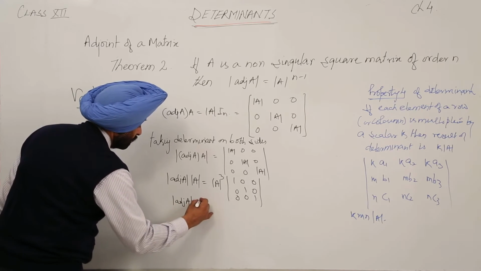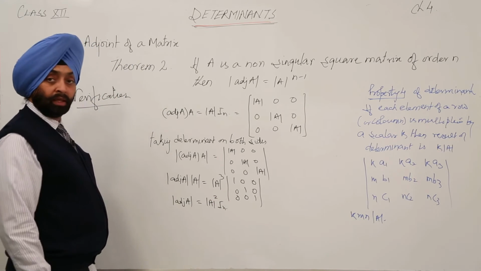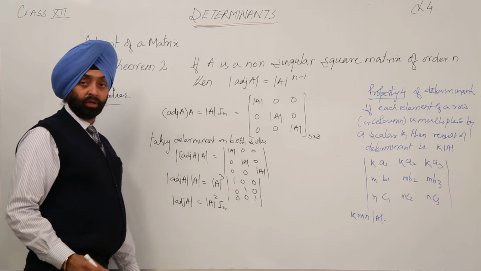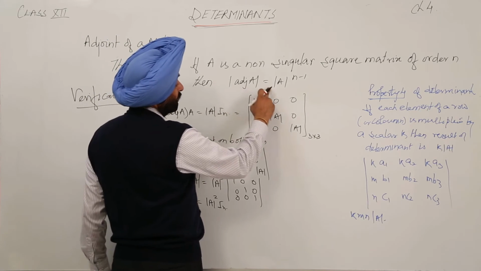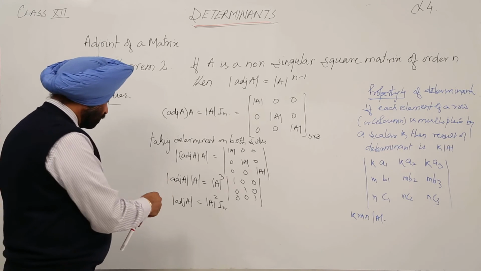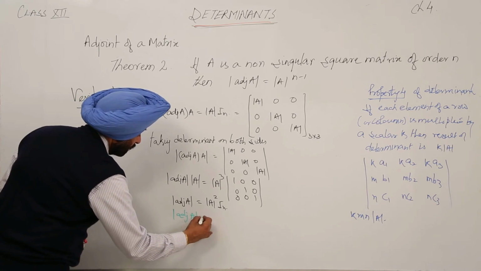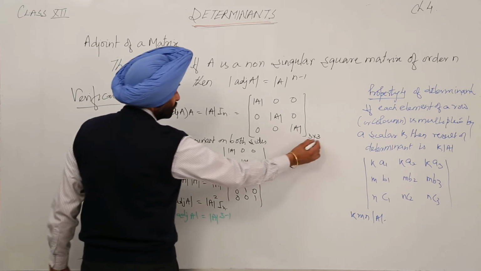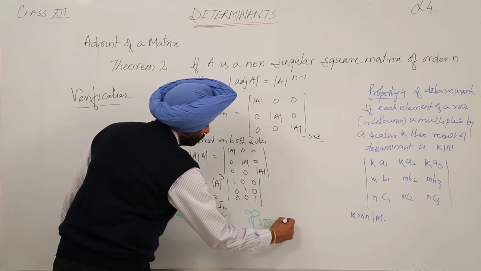adjoint A is equal to determinant of A square with I n. Okay, now this determinant was of order 3 by 3, or order 3. Order 3 means n equals 3. So what is our theorem? Adjoint of A is equal to determinant of A raised to power n minus 1. And now our question, what does it say? It says adjoint of A is equal to determinant of A raised to power 3 minus 1, because it is for 3 by 3. Okay, so it is proved.